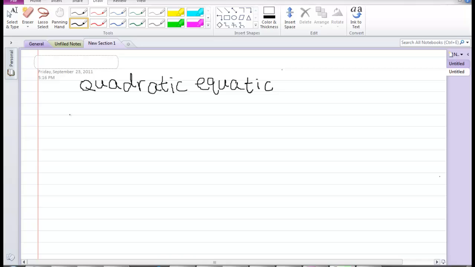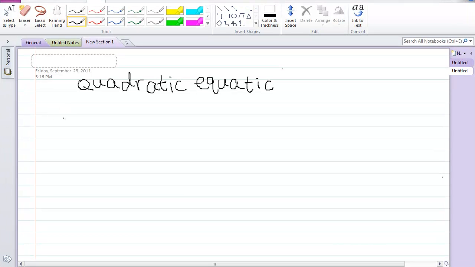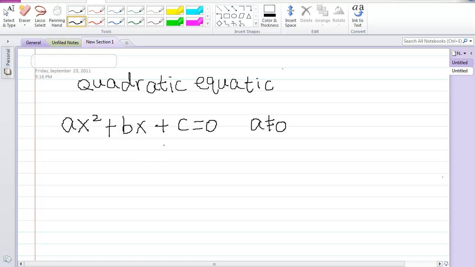Today we're going to talk about quadratic equations. It has a standard form of ax squared plus bx plus c equals 0. Of course, a cannot equal 0, and a, b, and c are constants, because when a equals 0, we have a first degree equation instead. So that's our standard form.